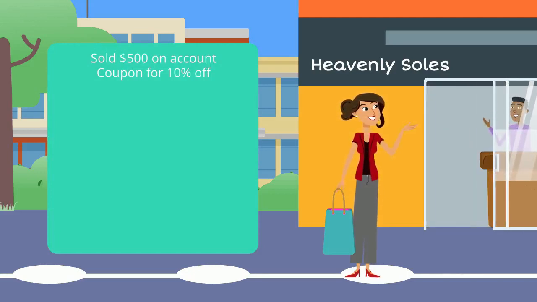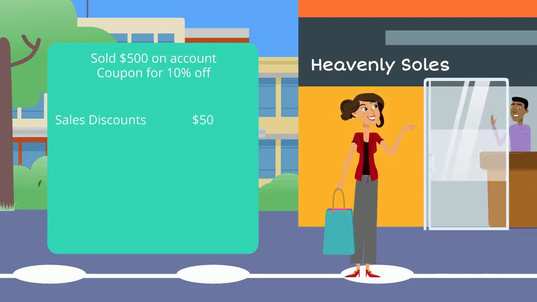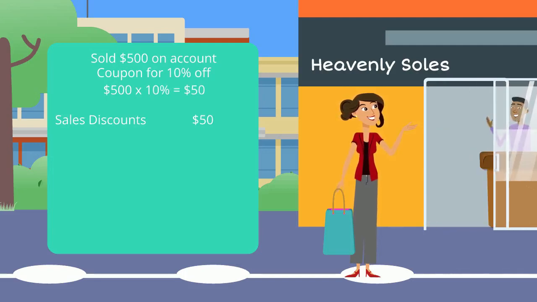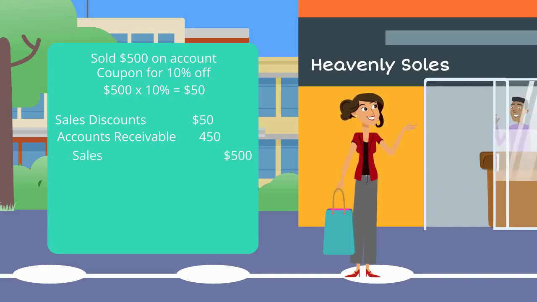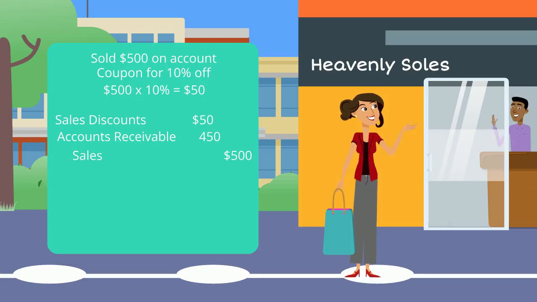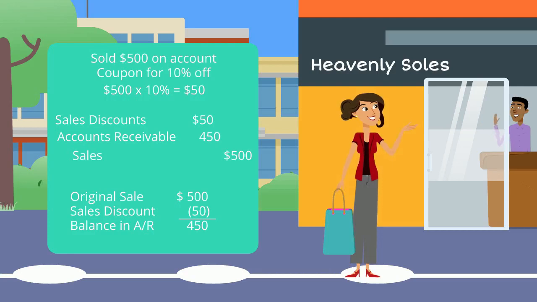If she used the coupon, we would record the transaction with a debit to sales discounts for $50, the $500 purchase times the 10%, a debit to accounts receivable for $450, and a credit to sales for $500. We still sold $500 worth of shoes and want to record that amount. We also want to keep up with the discount amount in a separate account so we can keep track of how much we gave in discounts over the period. And the customer only owes $450 now because she took a discount off the price purchased. So that's all she owes us, and that's all we want to have recorded.